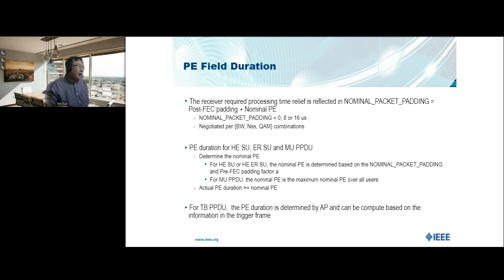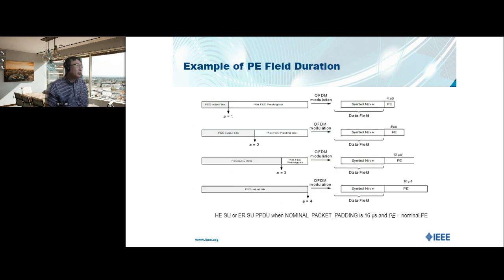Why? Because PE is determined by the AP. The AP is the receiver. Based on his computation, he can know what the packetization value will be. All this computation is needed, and the AP just sends it in the trigger frame, which is a scheduled method. So this plot gives you an example.